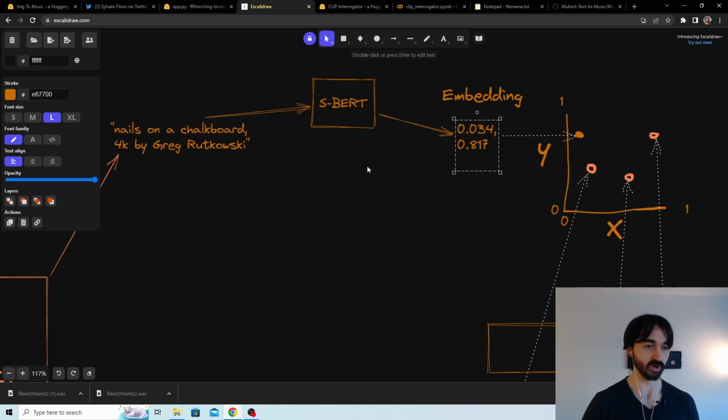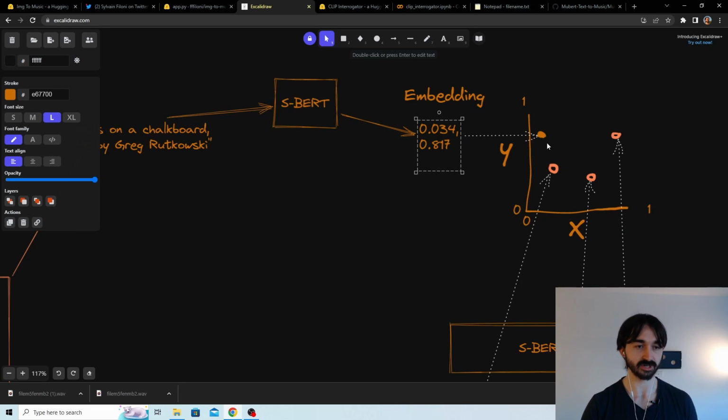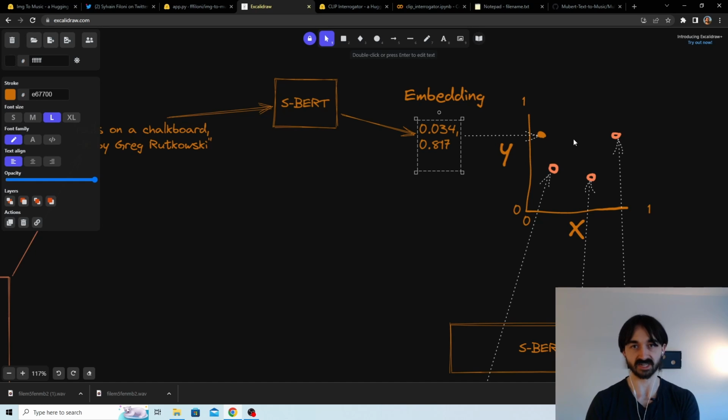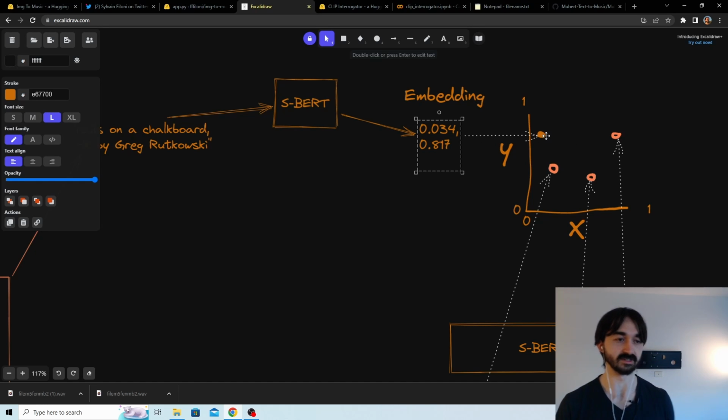That's how SBERT works, except these embeddings are like 384 numbers instead of just two. And so instead of two-dimensional space, you could sort of think of them existing in like 384-dimensional space. But don't worry too much about that. The point is it gives you some numbers that give you a rough idea of what is in the sentence.